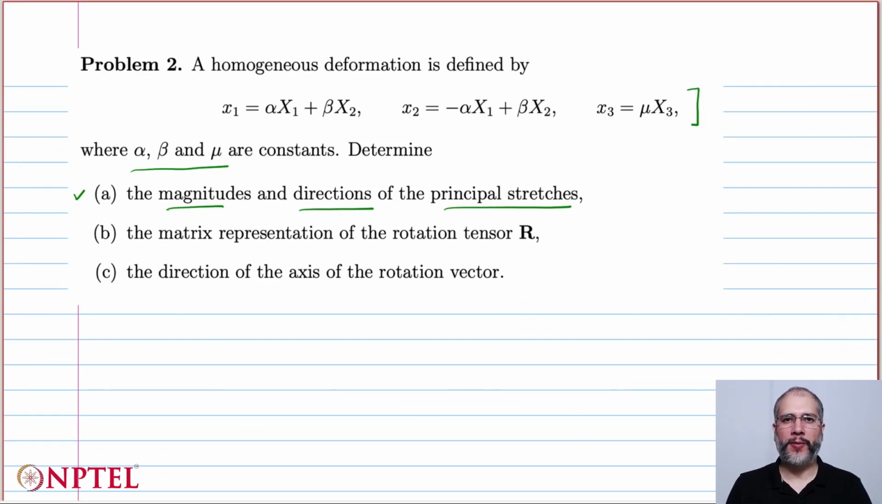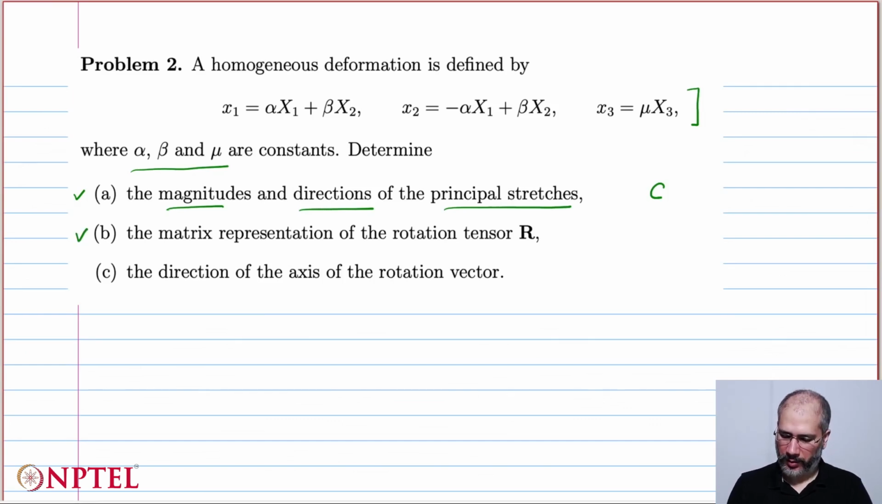Again, this is a finite deformation, and we also know that the tensor C, the Green's deformation tensor, has the information about the stretches. In fact, the diagonal components of C have the information about the stretch in that direction. So using that, we can find the principal stretches, that is the stretches along the principal directions of C.